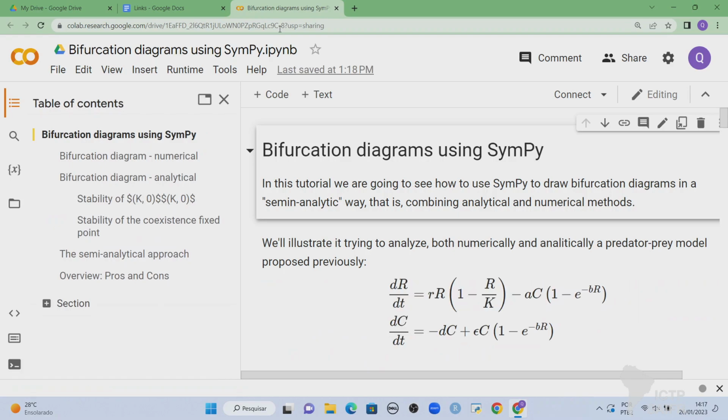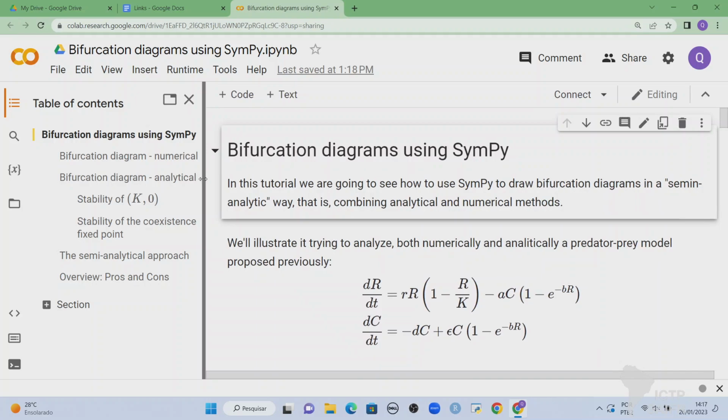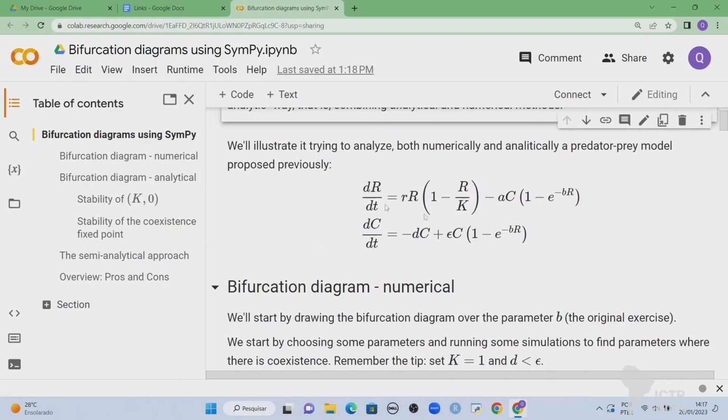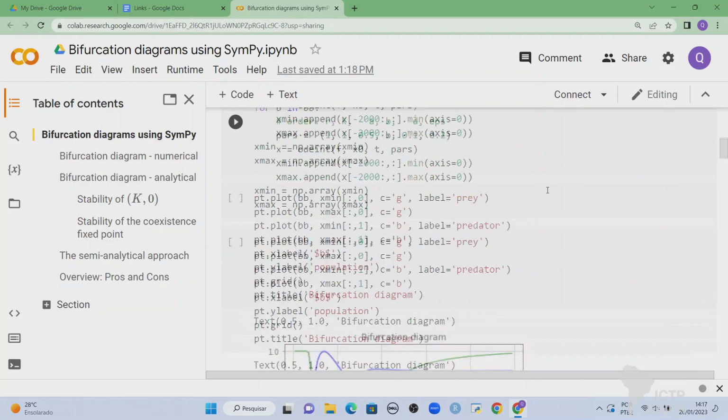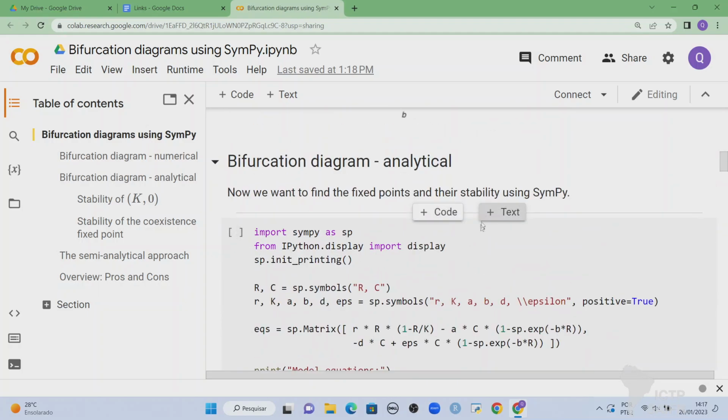So you see that? Yeah, here it is. Here I look at a slightly more complicated equation, right? Because I could have done that with Rosenzweig-McArthur also, but I used this one that leads to even more complicated expressions than the other one, right? And then I do a bifurcation diagram of this system of two equations on B, right? This was what the exercise asked, numerically and then analytically using SymPy, okay?